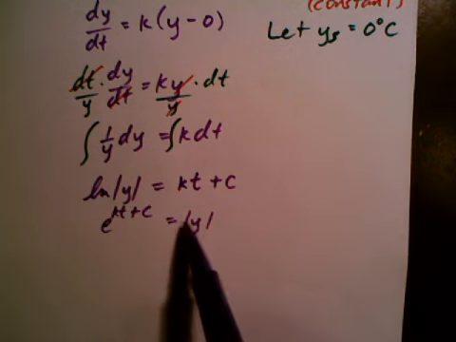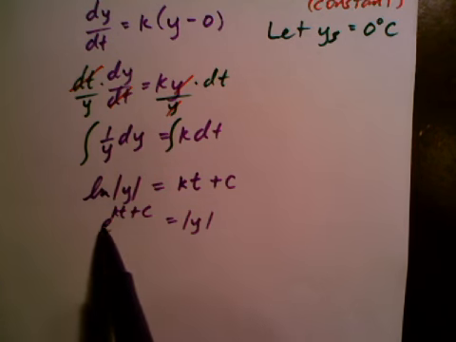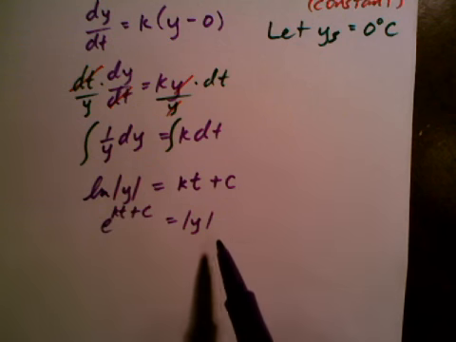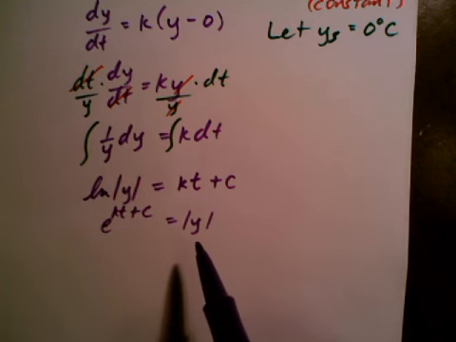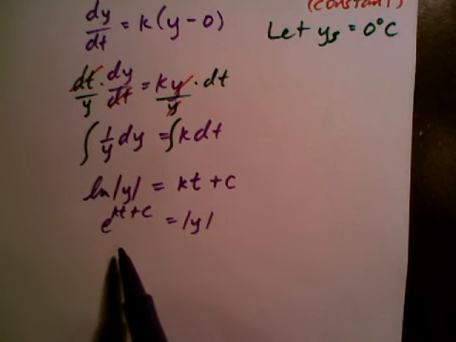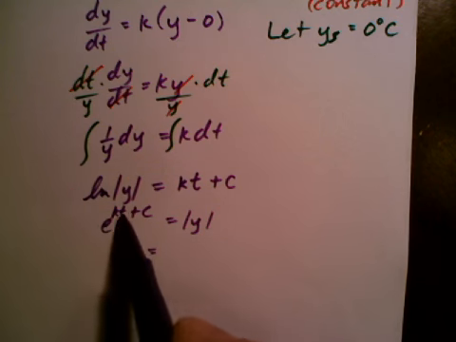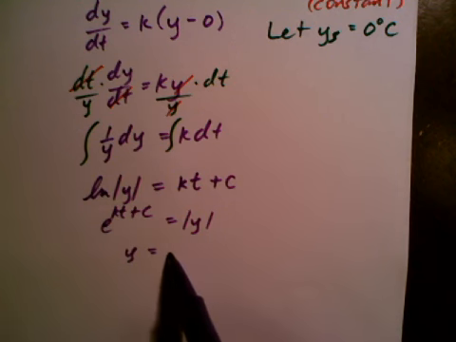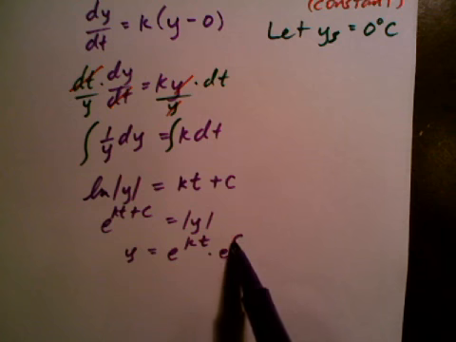At this point, I could have taken those bars away from the y, because when I raise e to any number, that's going to produce a positive number. It's never going to be 0, never going to be negative. So take the bars away. In fact, let's take the bars away now. But at the same time, we're going to rewrite the left side, move it on the right, but we're going to write it as e to the kt times e to the c.